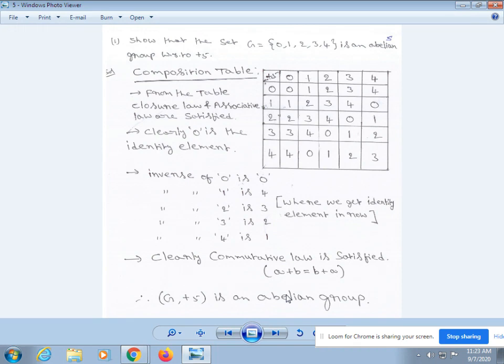Next, clearly commutative law is also satisfied. That means a plus b equals b plus a. For example, 1 plus 2 addition modulo 5 is nothing but 2 plus 1 addition modulo 5. Therefore, (G, +5) is an abelian group.